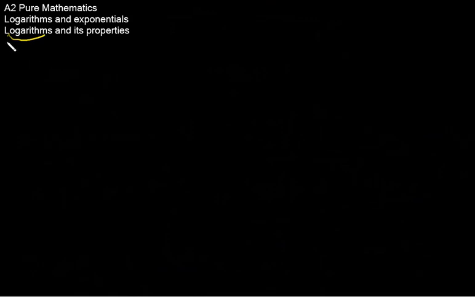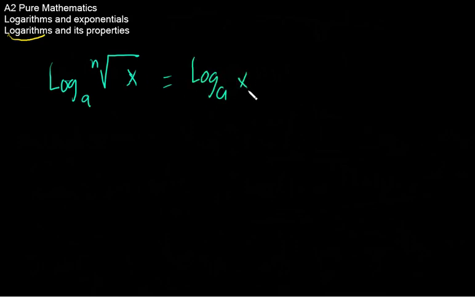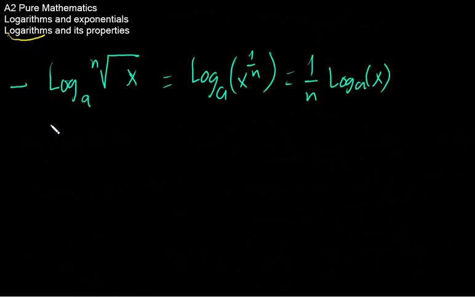Now let's talk about roots. Let's find the log to the base a of the nth root of x. This is equal to the log a of x to the power of 1 over n, right? So the nth root of x is equal to x to the power of 1 over n. Now from the power rule, this is equal to 1 over n times log a of x. This is another formula that we've got.